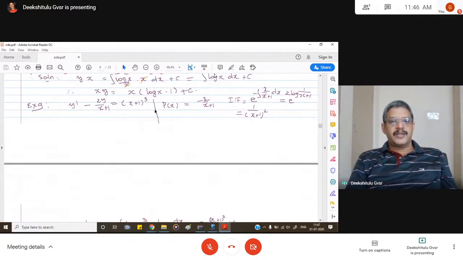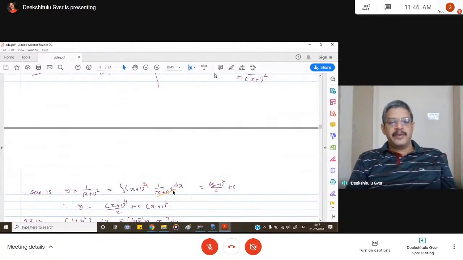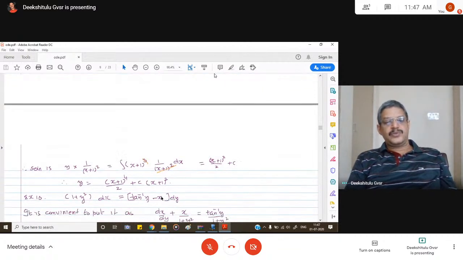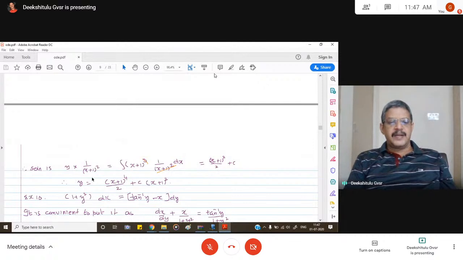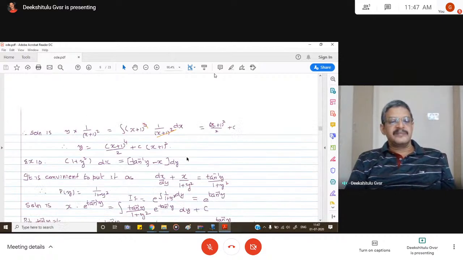What is q? (x plus 1) whole cube, into the integrating factor. So you cancel this cube and (x plus 1) whole square. So the integral of (x plus 1) is (x plus 1) whole square by 2 plus constant. That is the solution. So y is equal to, if you take this (x plus 1) whole square to the other side, (x plus 1) power 4 by 2 plus c into (x plus 1) whole square.